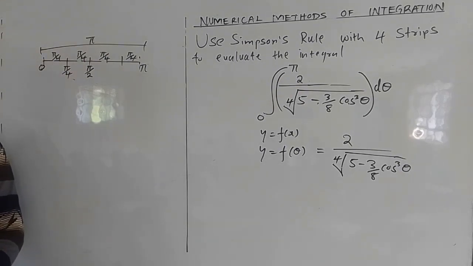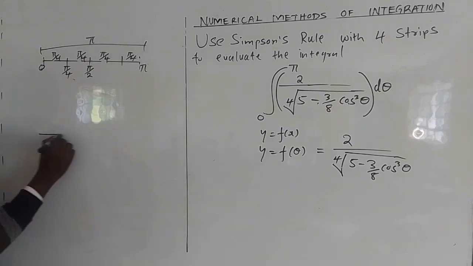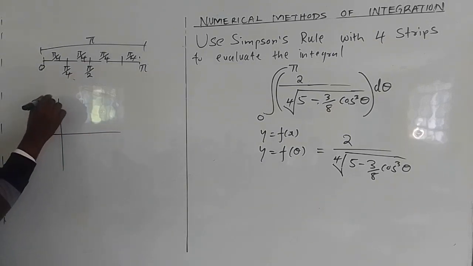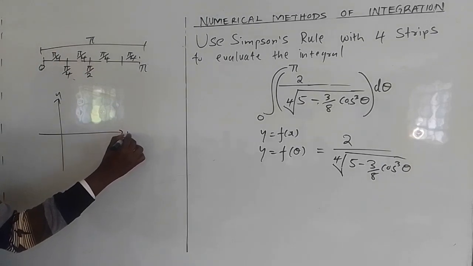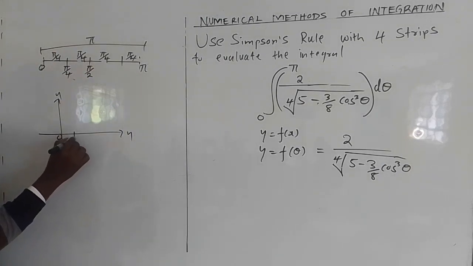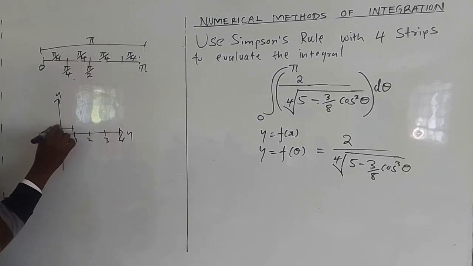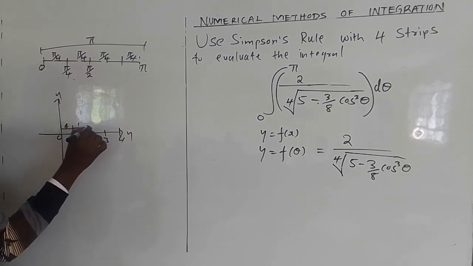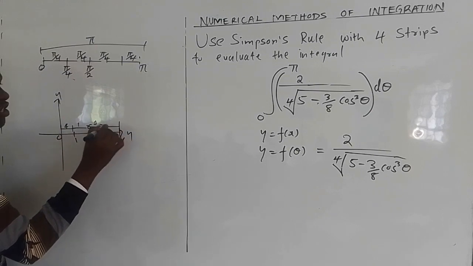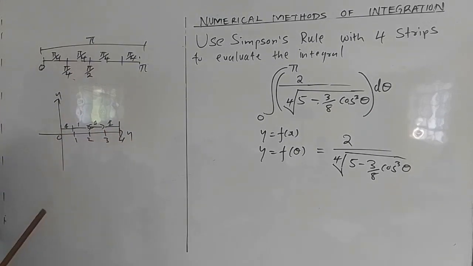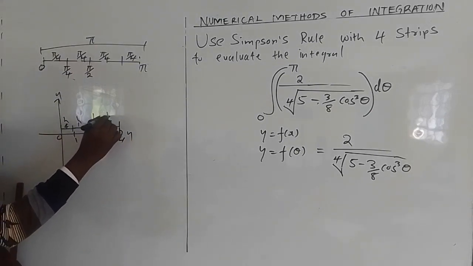Are you seeing that? If you have an xy coordinate system, where here is 0 and here is 1, 2, 3, 4, this means each of the intervals here is an interval of 1. That is what it means. And this interval of 1 is the h, the interval, isn't it?